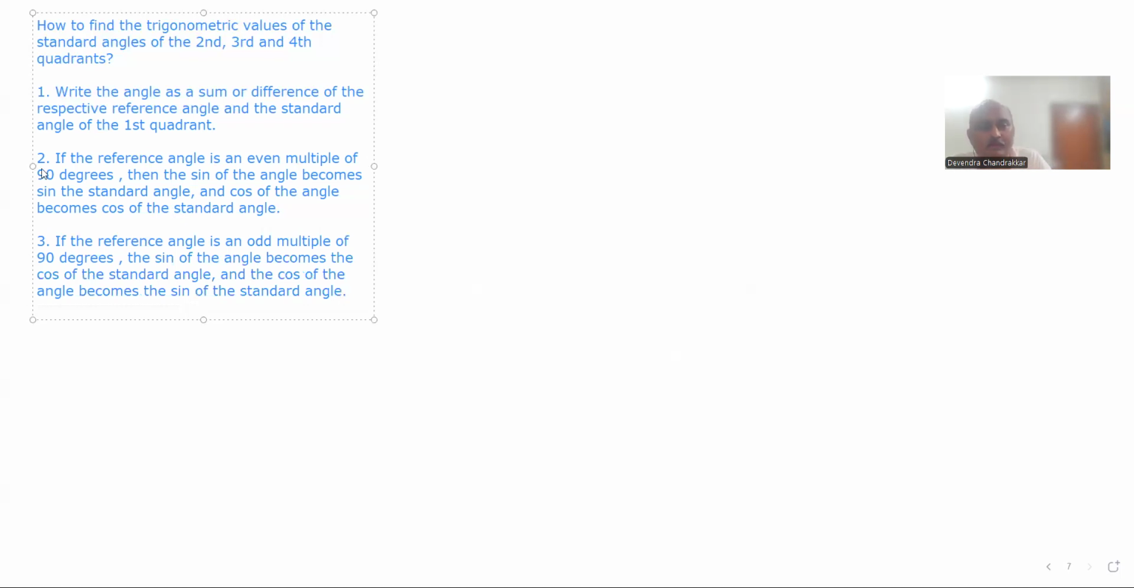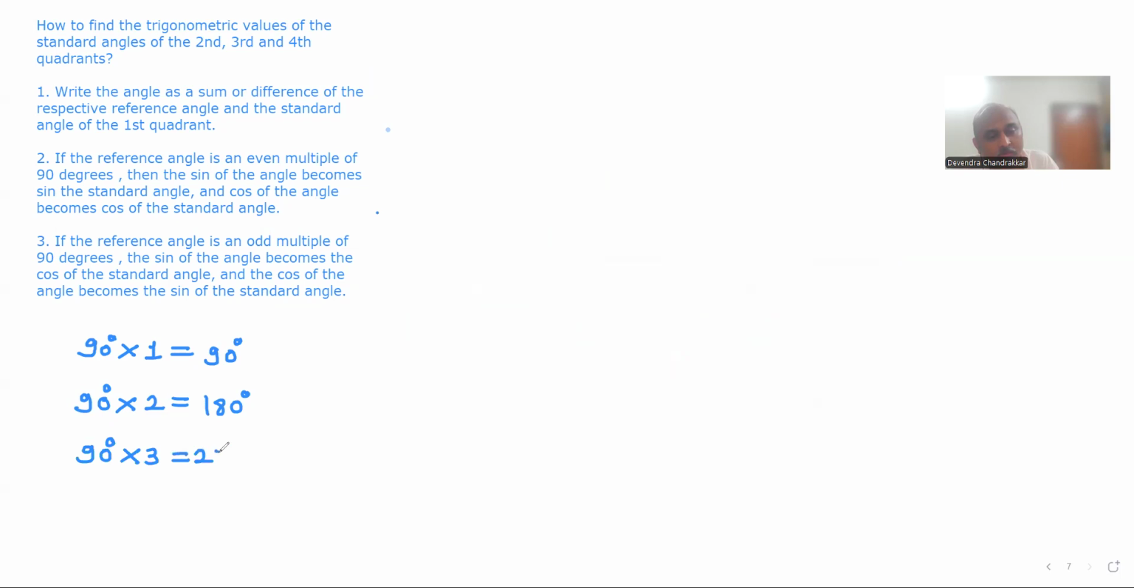इसका क्या मतलब हुआ देखते हैं. ठीक है? All of you just pay attention to this. Please pay attention. Don't look here and there. We have 90 multiplied by 1 is 90 degrees. 90 multiplied by 2 is 180 degrees. 90 multiplied by 3 is 270 degrees and 90 multiplied by 4 is 360. ठीक है?